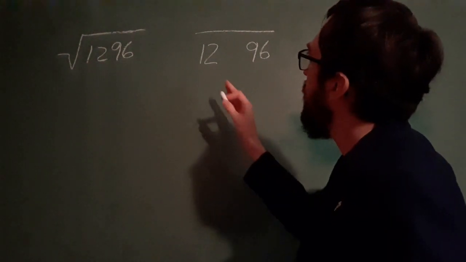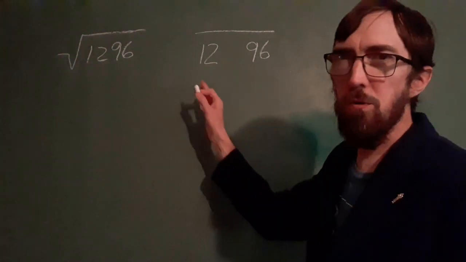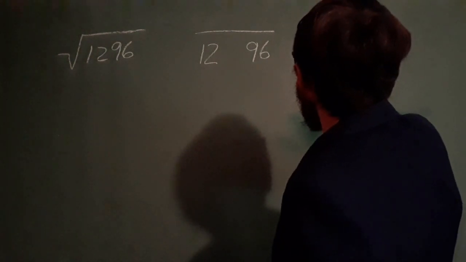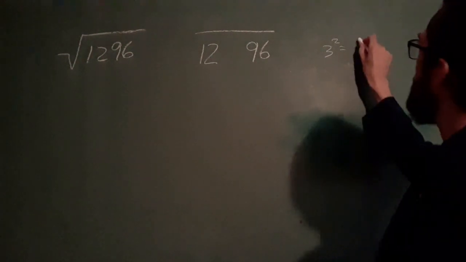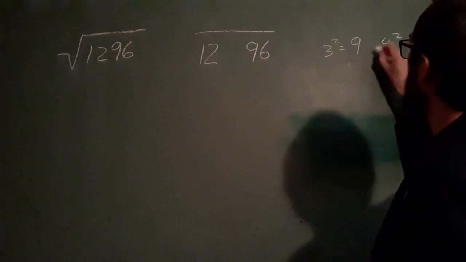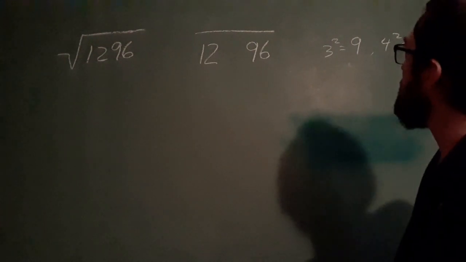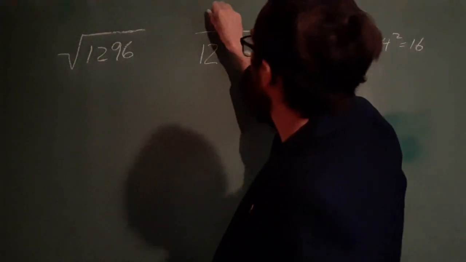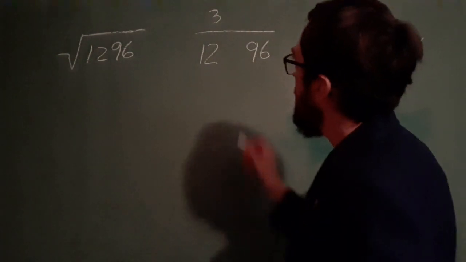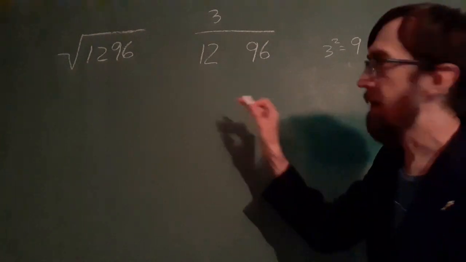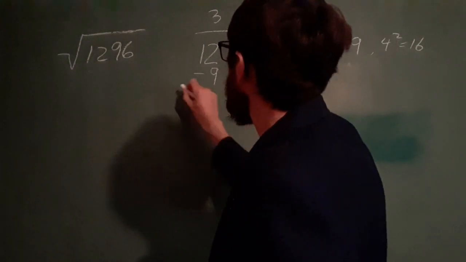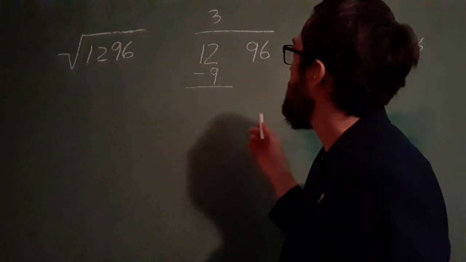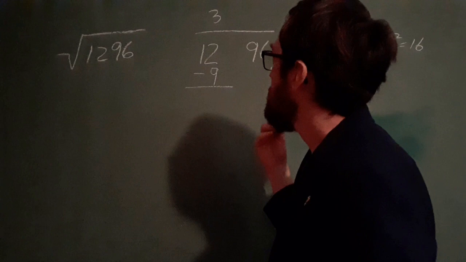And I want to look at what is the square that is closest to this number. If we look at 3 squared, that's going to be 9. If you look at 4 squared, that's going to be 16. So 3 is going to work here. So I'm going to put 3 up here, and then I'm going to subtract the 9 from this. So 12 minus 9 is 3.